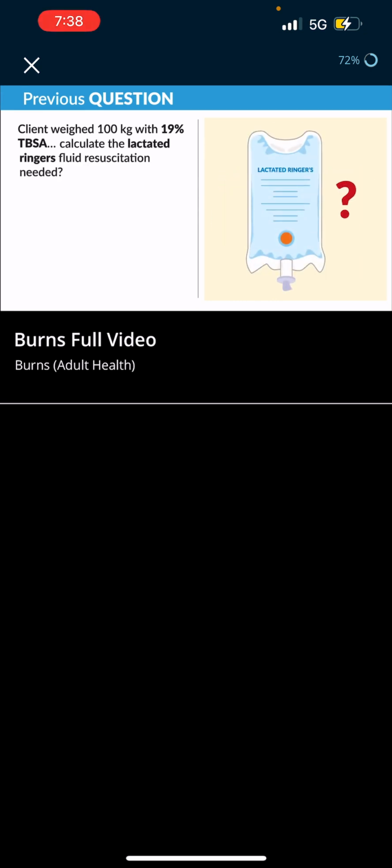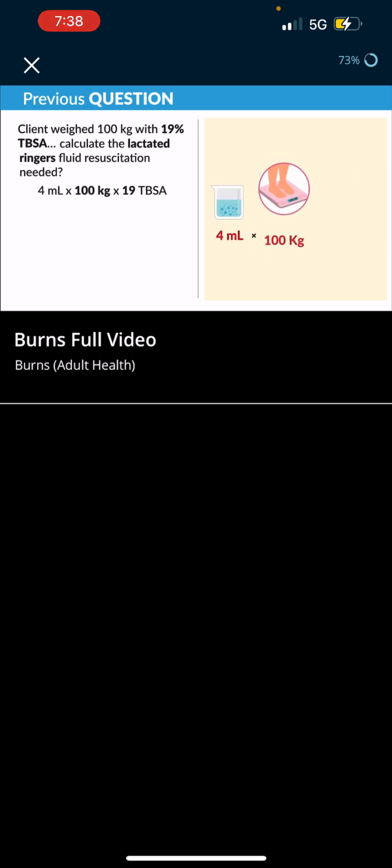Taking from our previous question, let's say the client weighed about 100 kilograms with that 19% total body surface area affected. Now we're calculating the lactated ringer fluid resuscitation needed. So using the formula, we're taking 4 mLs times 100 kilograms, let's just say, and from the previous question, 19% total body surface area. You multiply them together, and the answer is 7,600 milliliters within the first 24 hours.